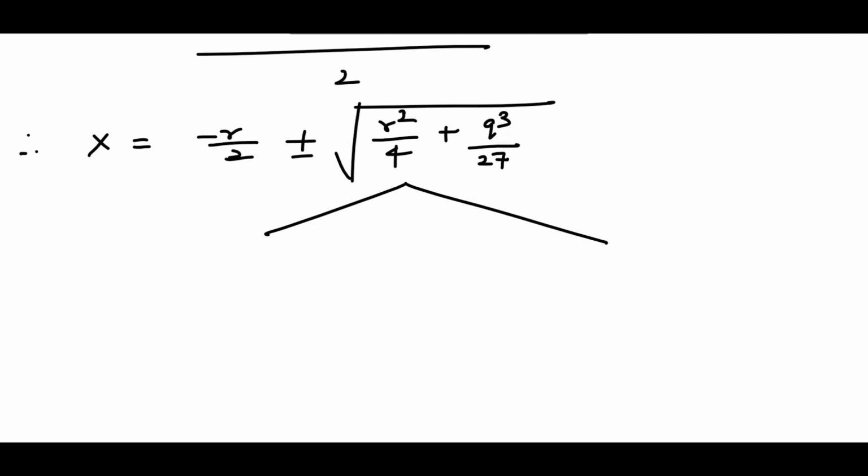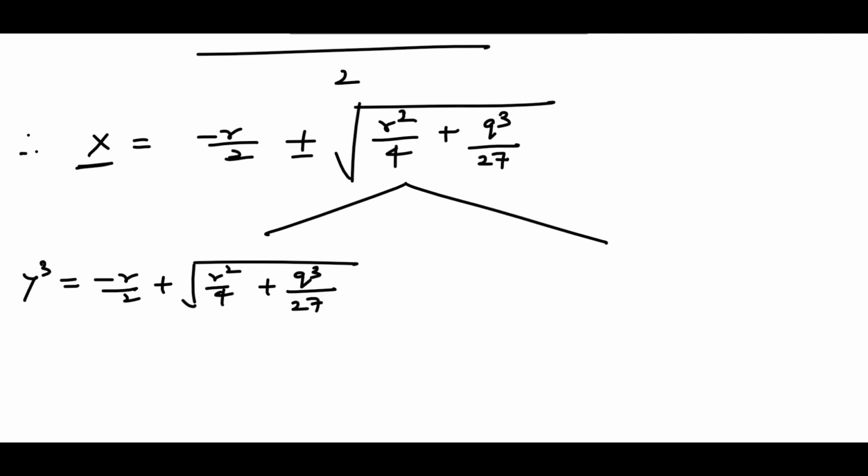That is, because x had two roots, y cube and z cube, so we can write here y cube is equal to negative r by 2 positive square root of r square by 4 plus q to the power of 3 over 27, and second, that is z cube is equal to negative r by 2 negative square root of r square by 4 plus q to the power 3 over 27.